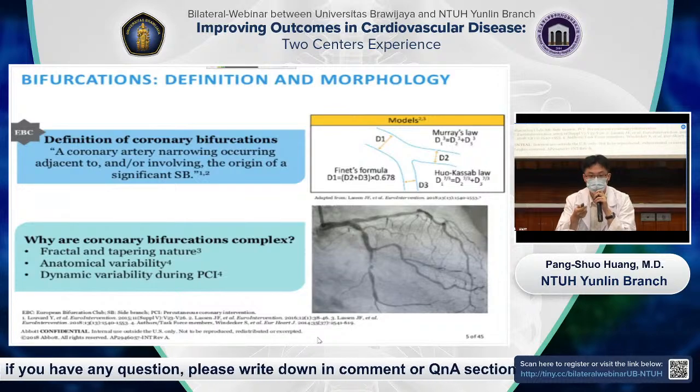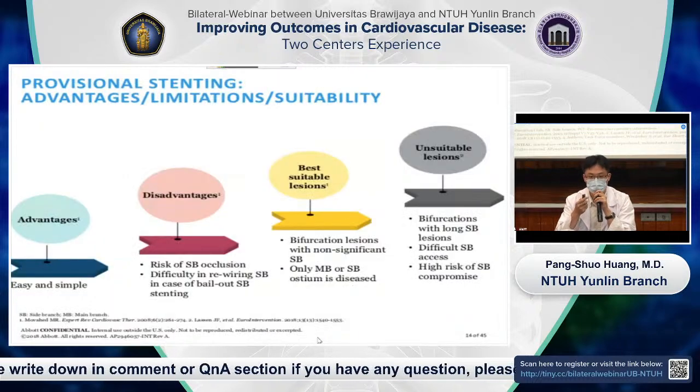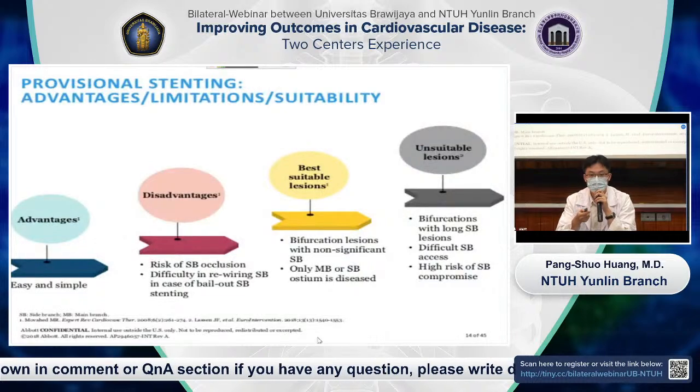Should we choose the provisional stenting or like Dr. Chen's go-direct DK crush? However, when we choose a provisional stenting or systematic two-stent strategy, we have some advantages and disadvantages. Like the provisional stenting is easy and simple. However, we have a risk of side branch occlusion, and the rewiring of the side branch may be more difficult.